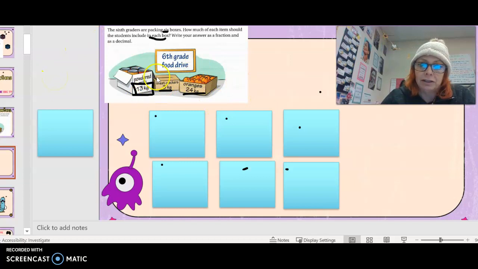Now, out of these 3, the powdered milk, the wheat crackers, and the oranges, which is going to be the easiest to divide into 6 boxes? All right, obviously the oranges.